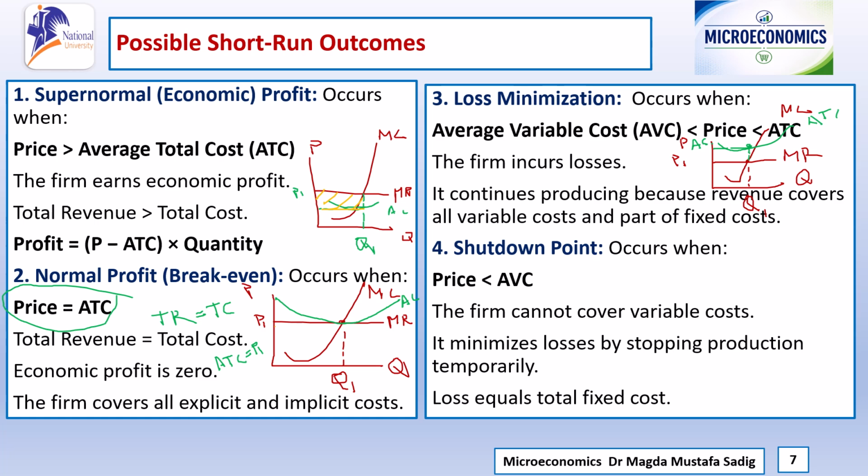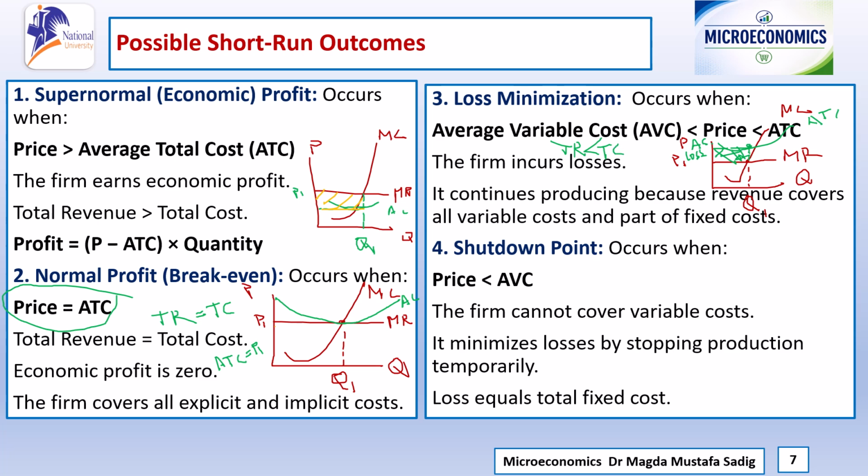So average total cost is larger than the price. Price is less than average total cost, but larger than average variable cost. Here there is a loss. This is loss. Why? Because to produce Q1, the firm incurs cost more than the price they sell at. So here total revenue is less than total cost. Total revenue is less than total cost.